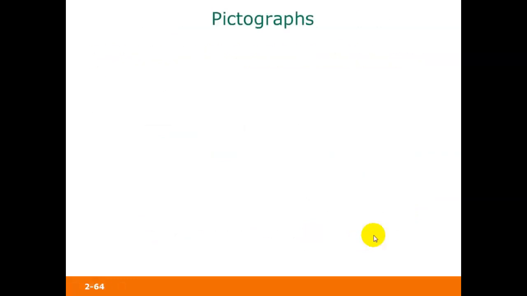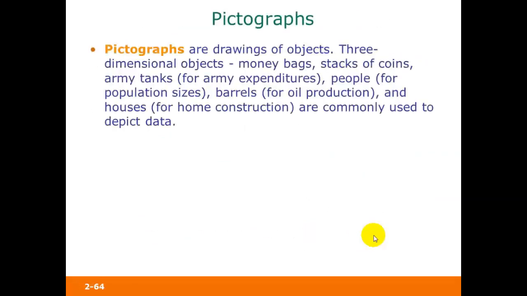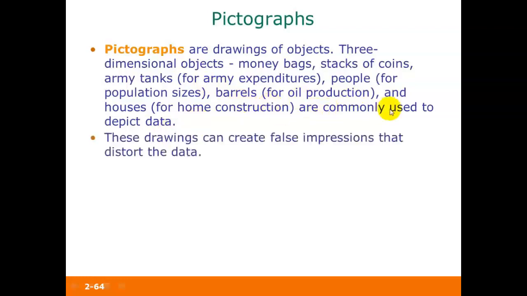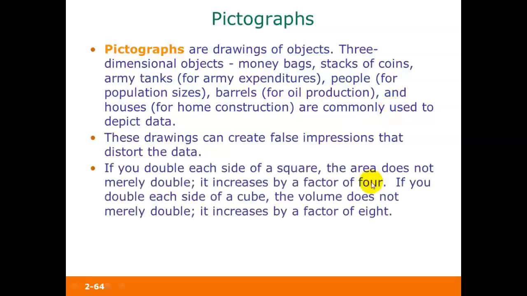Now, another way that graphs can be misleading is if they use pictographs. And you actually see this quite a bit. Some graphs use three-dimensional objects like money bags or stacks of coins or army tanks, people, etc. to show data. The drawings can create false impressions that distort the data, and one of the ways that this is done is by using either 2 or 3-dimensional figures instead of 1-dimensional figures to represent data.